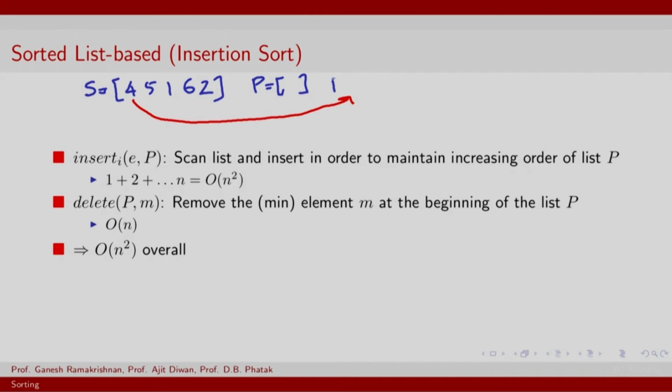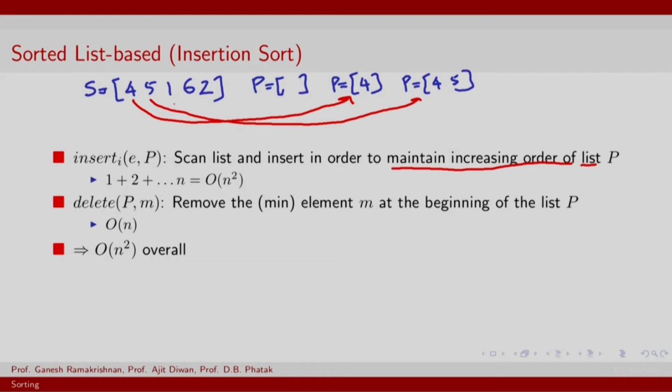So this makes P 4. When you add the next element 5, you ensure that P has an increasing order of elements. So which means you are going to append 5 to the list, you will get P equals 4 and then 5, and then for the next element, obviously you will need to prepend P with 1, that is 1, 4, 5 and so on.